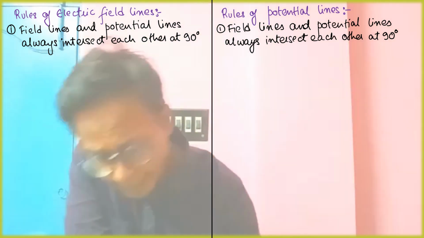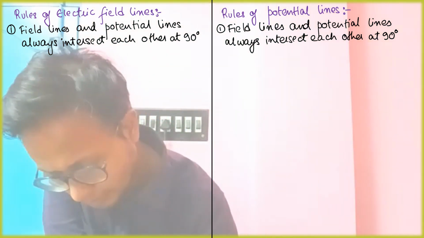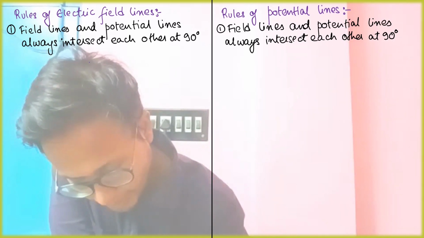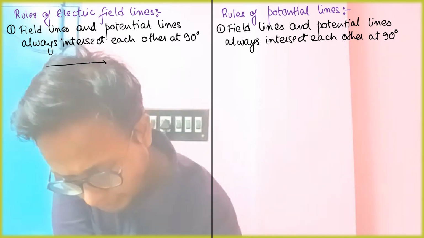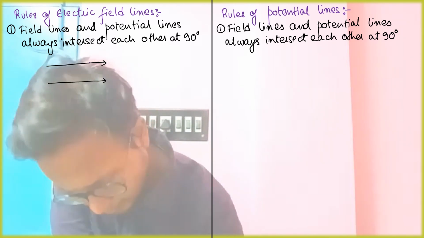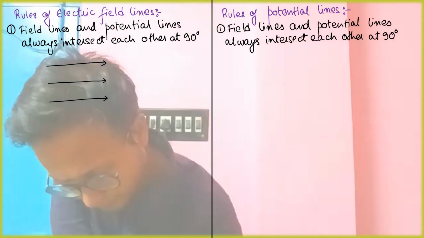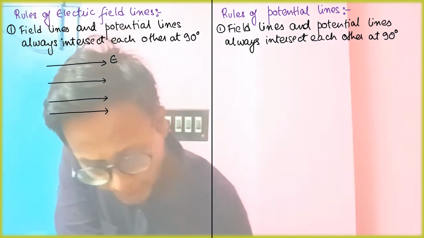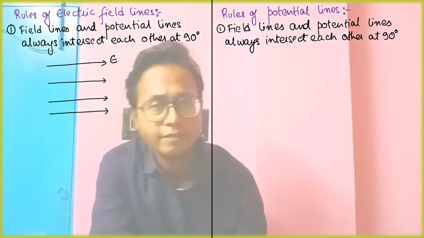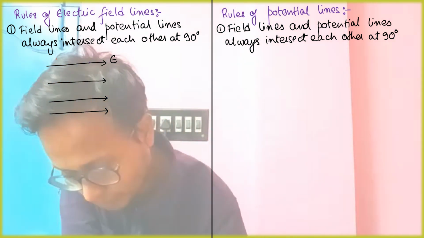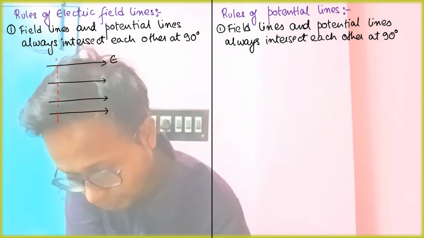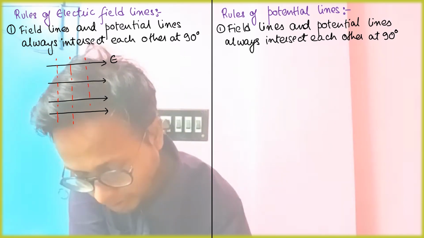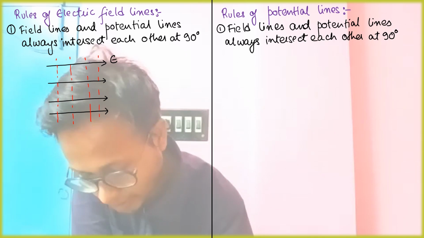What do I mean by that? We already know that electric field lines, due to an infinite charge carrying sheet, would look like parallel planes, isn't it? This is electric field lines. So how would the potential lines of this electric field look? The potential lines would look somewhat like this. This is one potential line. This is another potential line. This is another potential line. This is another potential line.